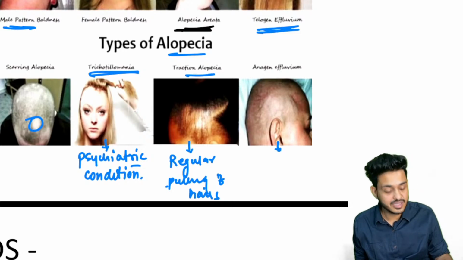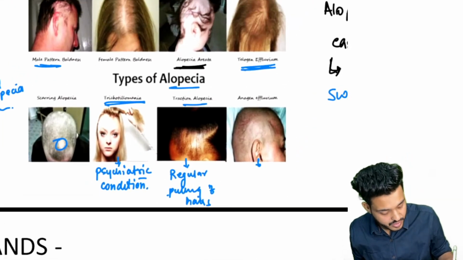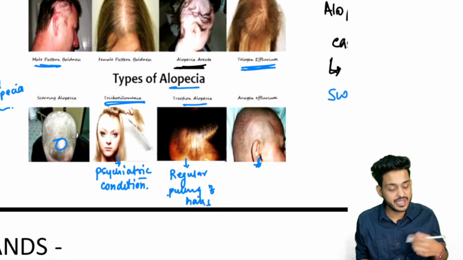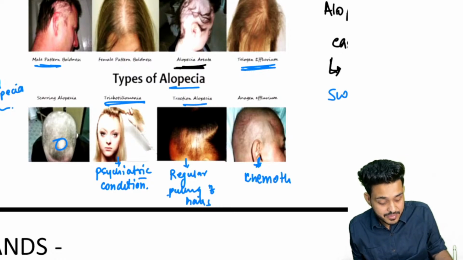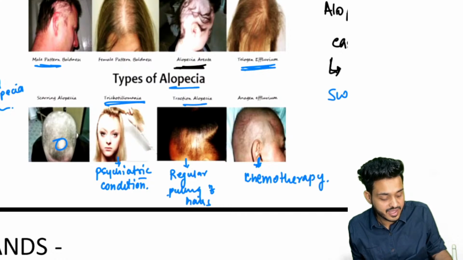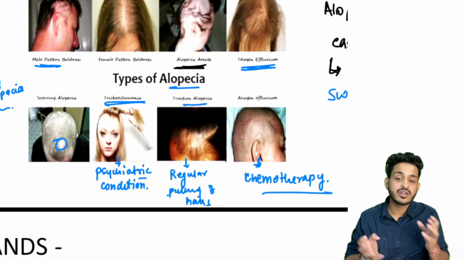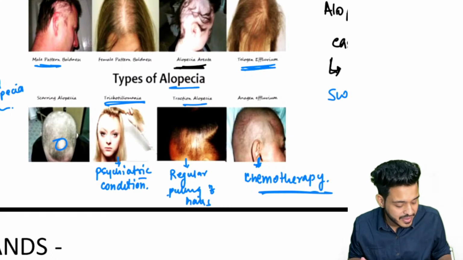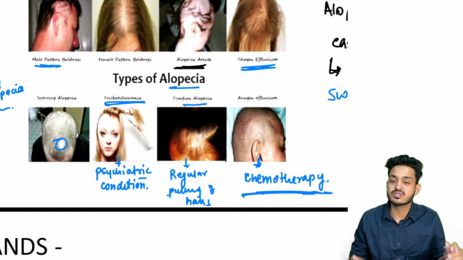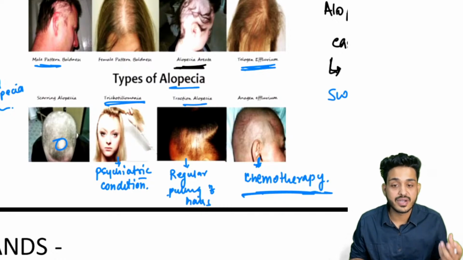This one is your anagen effluvium. Anagen effluvium is the first phase. Anagen is the growing phase. So what will happen? Here there will be damage due to chemotherapy drugs, right? Chemotherapy drugs will be acting on which structures? Chemotherapy drugs act on those cells which are rapidly dividing.